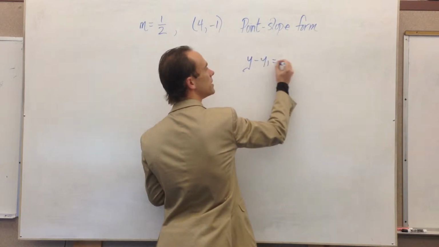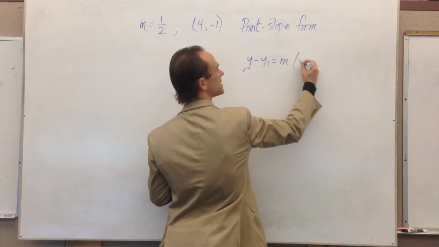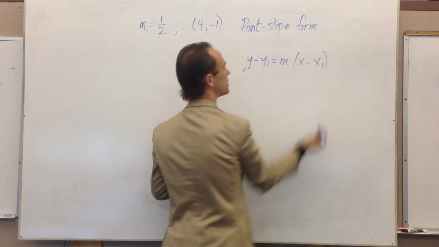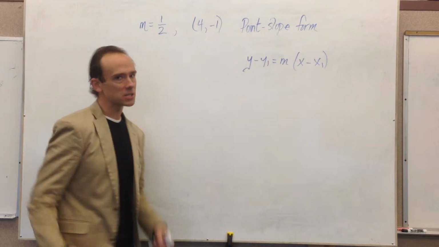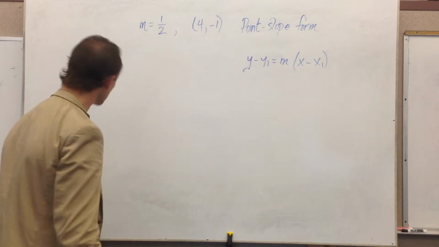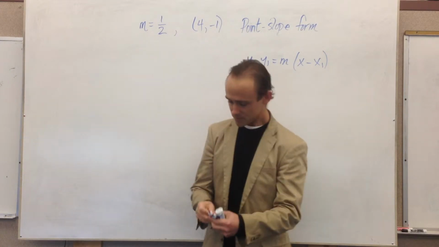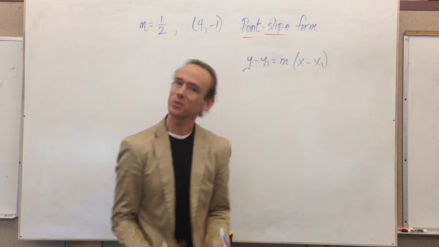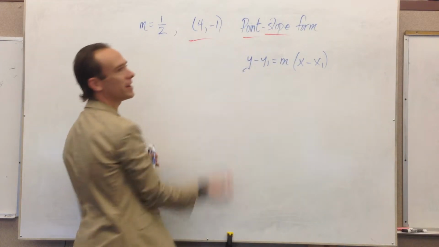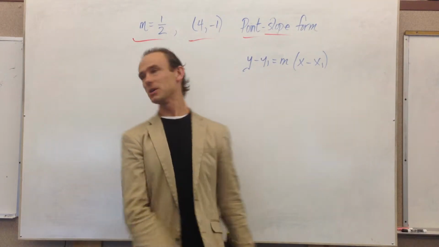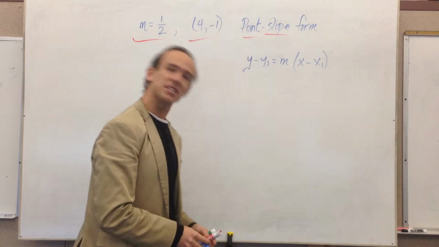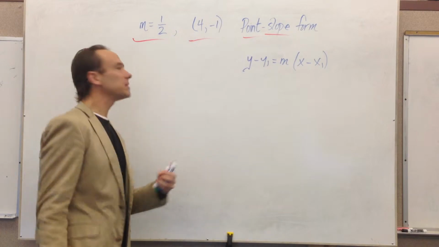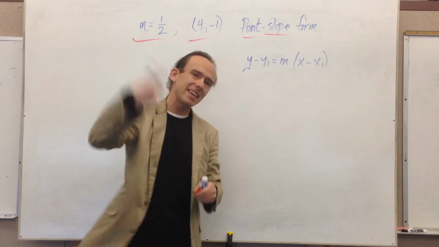y minus y1 is equal to m times (x minus x1). That's point-slope form. It's a beautiful form. And just look at what it's called. It's called point-slope form. And what do we have? We have a point and a slope. Perfect! So let's get it. What we've got to do is apply it. And actually I'm going to say it again.